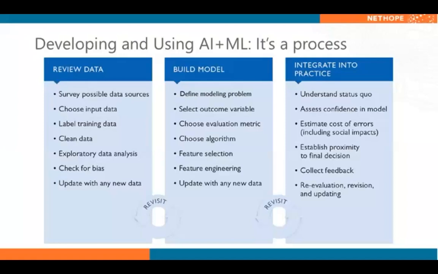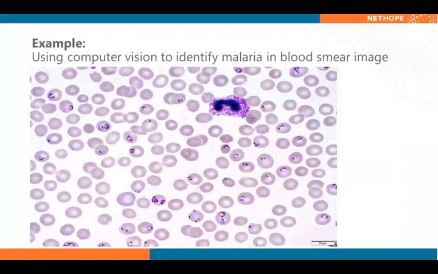So let's skip to the next slide in the interest of time. Here, we're going to step through those three phases in a little bit more detail to consider what this looks like in practice. We have a concrete example here. We're working to identify the presence of malaria in a blood smear image, and for this, we're going to use supervised learning and computer vision.